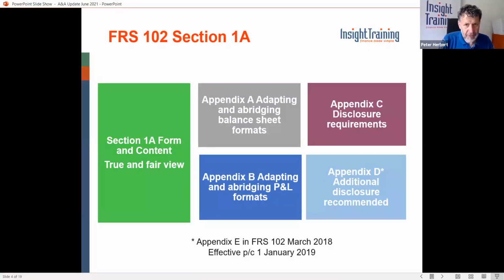The Financial Reporting Council also recommends additional disclosures to inform a true and fair view specifically. Historically, they have been embedded within Appendix C of, I beg your pardon, of 1A, but for periods commencing 1 Jan 19, since the FRS 102 triennial amendments, those recommended disclosures are now embedded within Appendix E.